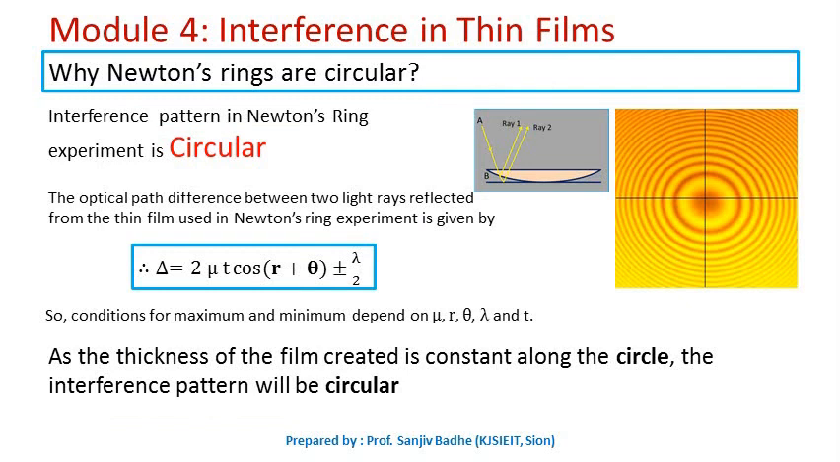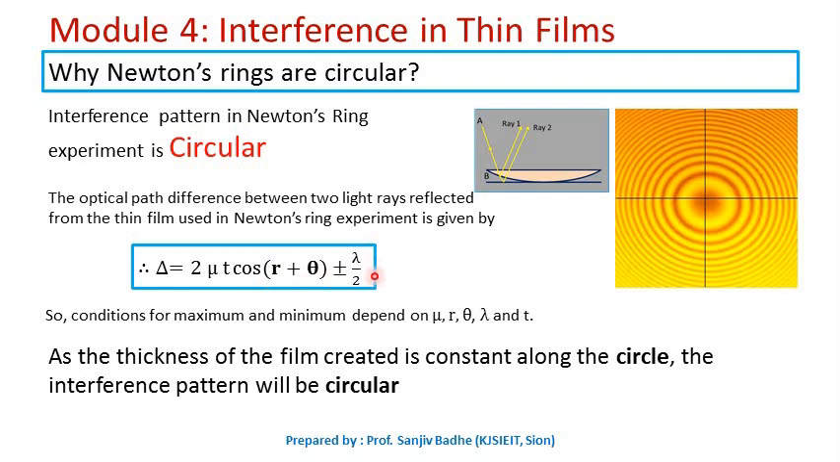Why are Newton's rings circular? The interference pattern in the Newton's ring experiment is circular. Why? What is the reason? The optical path difference between the light rays reflected from the upper surface of the film and the lower surface of the film used in the Newton's ring experiment is given by 2 mu t cos(r plus theta) plus or minus lambda by 2. So the optical path difference, and therefore the conditions for maximum and minimum, depend on the refractive index of the film, thickness of the film, angle of refraction, angle of wedge and the wavelength of light.